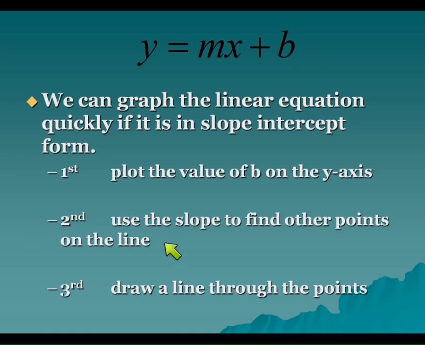Then we use the slope. Remember, that's the m, the number in front of the x. We use that to find the other points on the line by using rise over run. Right, we go up or down a certain amount, and we go left or right a certain amount. Then we draw a line through those points and put our arrows on the ends. That's how we graph these equations in slope-intercept form.